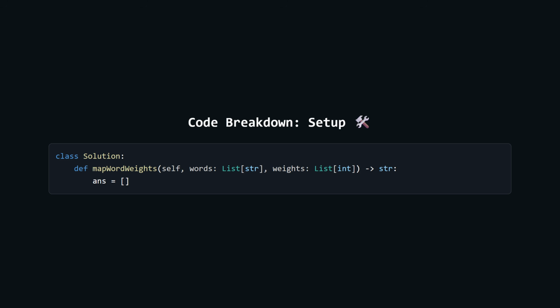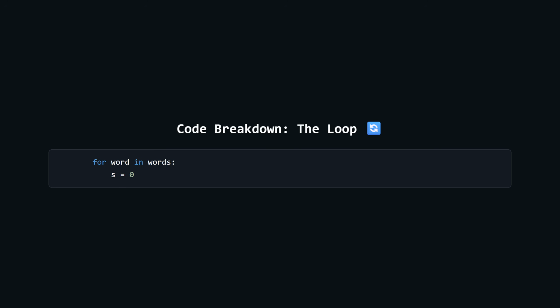Let us look at the code piece by piece, starting by setting up an empty list to store our final mapped letters. We loop over every word in our list and initialize a variable called S to keep track of our running total weight, starting at 0. We then loop through each character, convert it to a 0-based index by subtracting the value of A, and add the corresponding weight to our total.